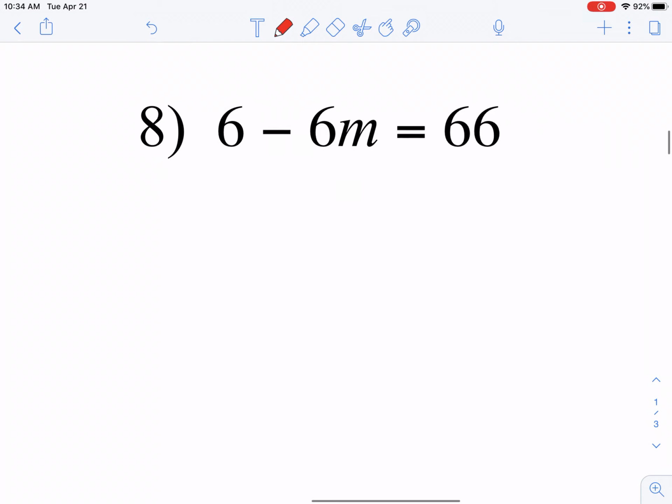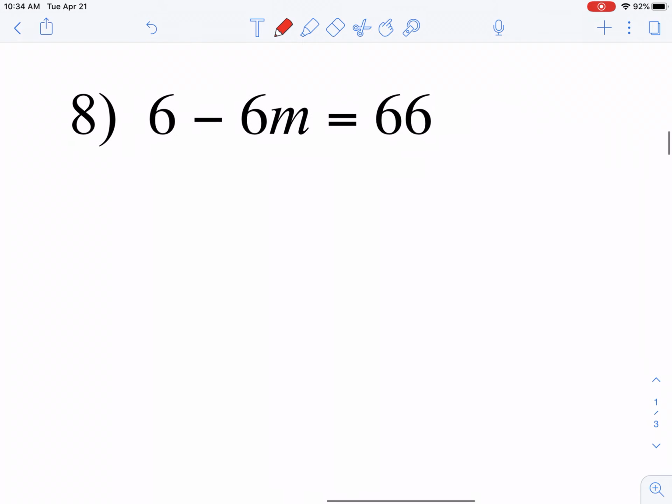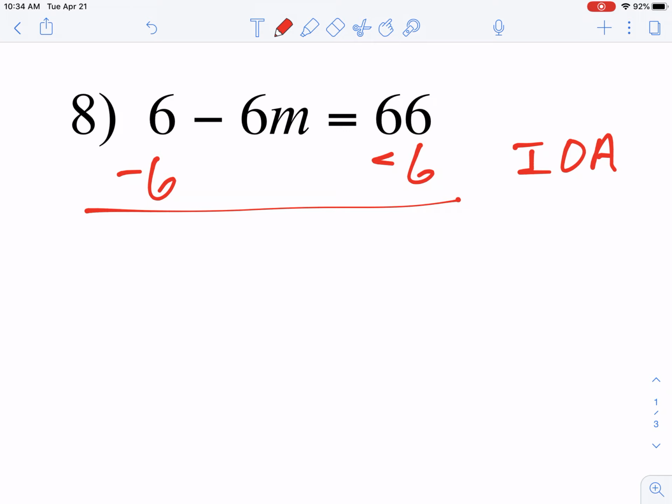Number 8, we're going to start by doing the inverse of addition. We're going to subtract 6 from both sides. These cancel out. Negative 6m drops down. Equal sign drops down. 66 minus 6 is 60.